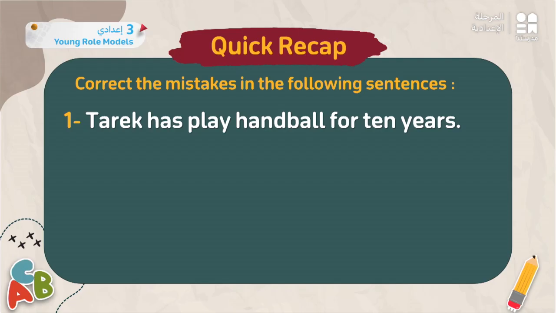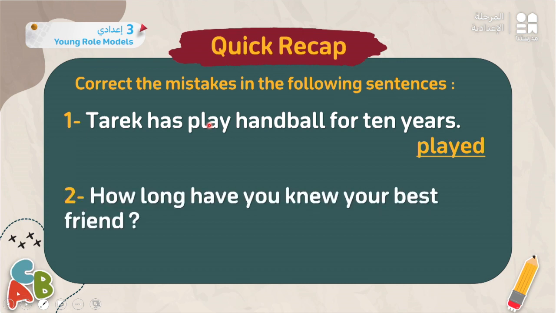Correct the mistakes in the following sentences. عندنا sentences كل sentence فيها mistake نحاول نعرف ايه هي المستيك ونصلحها. The first one, طارق has played handball for 10 years. Can you guess the mistake? This is related to the present perfect. I have طارق has, this is correct, but then after has I need the past participle of play. So it should be played, has played.